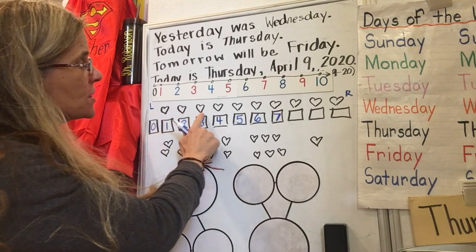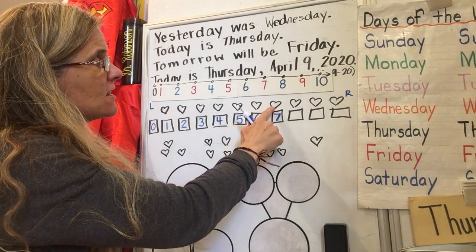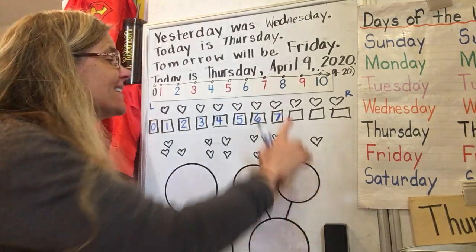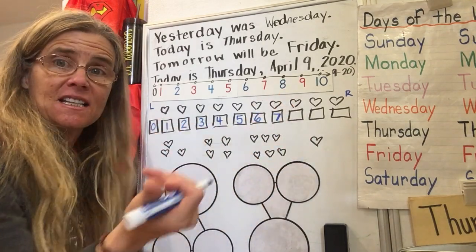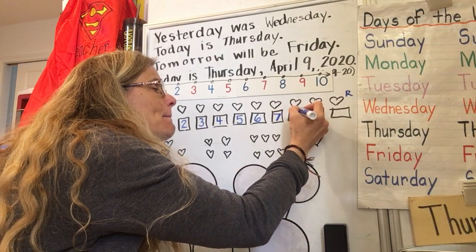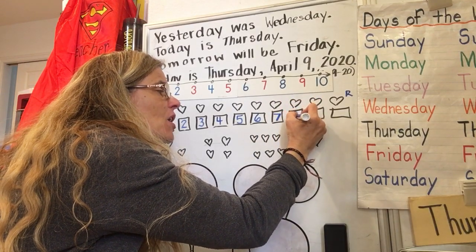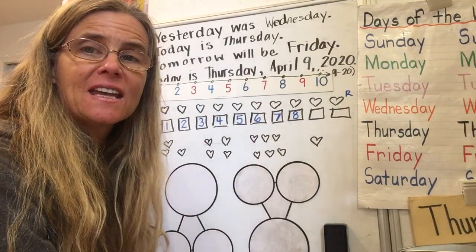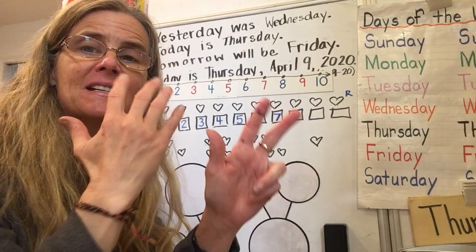1 heart, 2 hearts, 3 hearts, 4 hearts, 5 hearts, 6 hearts, 7 hearts. What comes next? 8. It's an even digit and an even number. Make an S down through the garden and then go back through the gate. That makes 8.